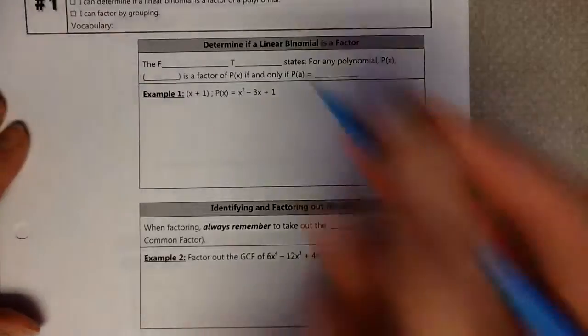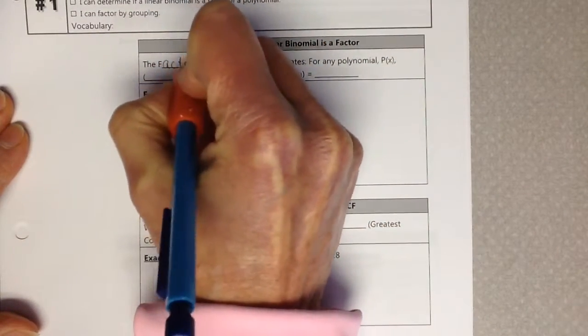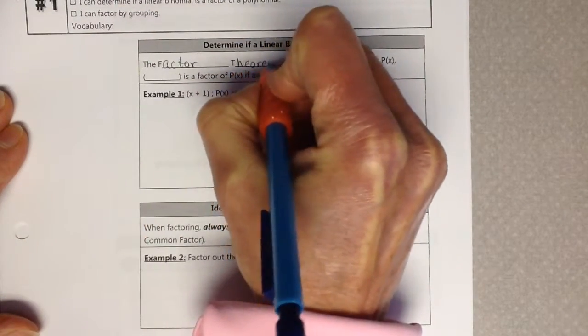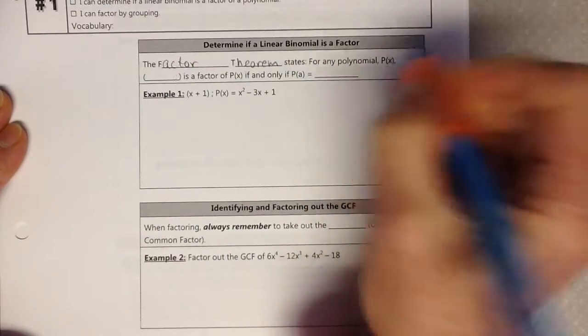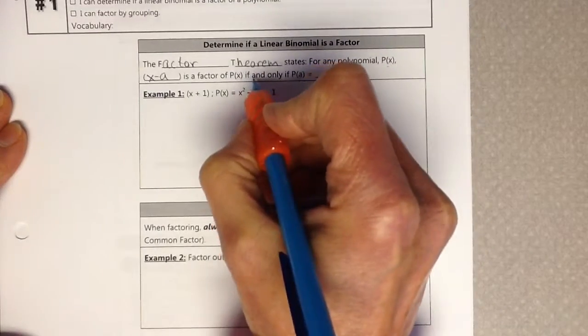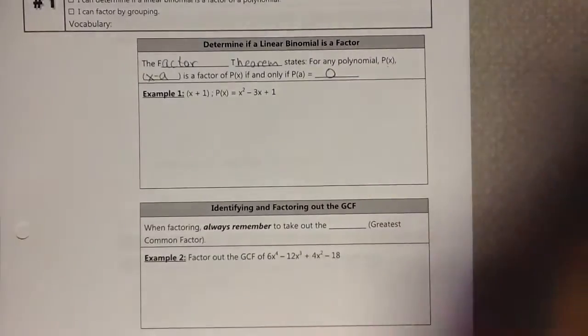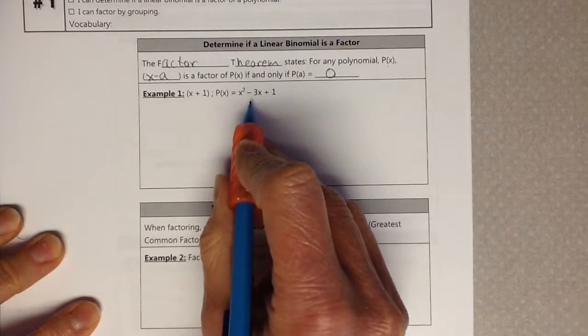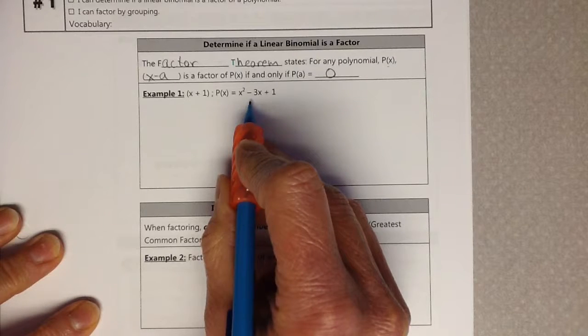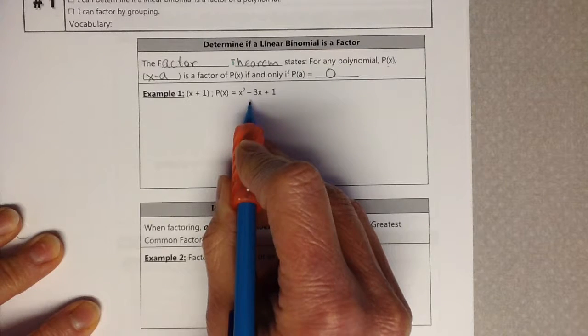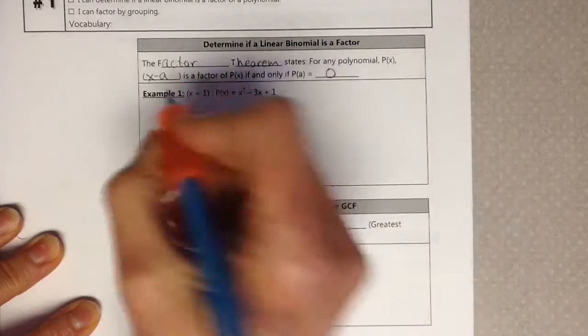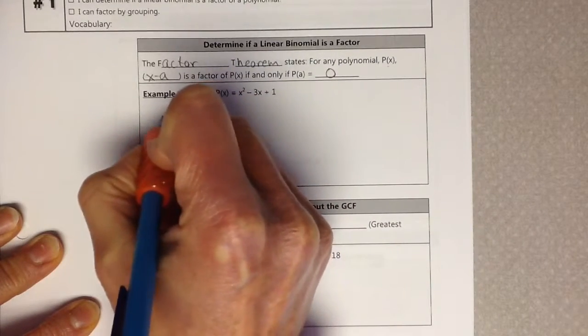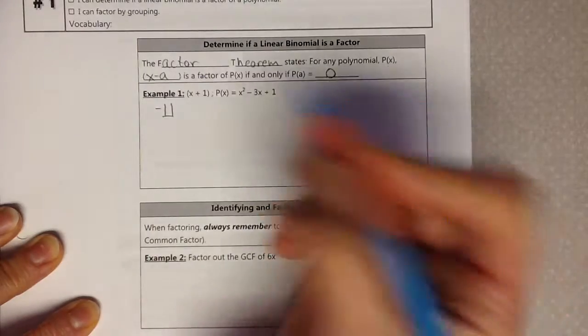So the factor theorem states for any polynomial p of x, x minus a is a factor of p of x if and only if p of a equals 0. Okay, so you can use synthetic substitution or you can use synthetic division. Now if we use synthetic division, we're going to do -1 here.